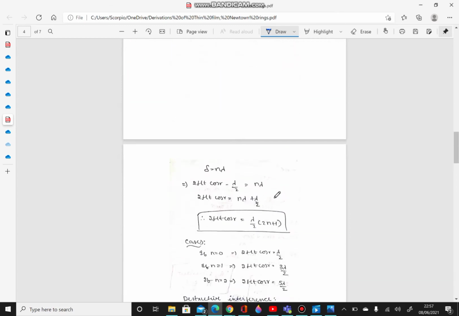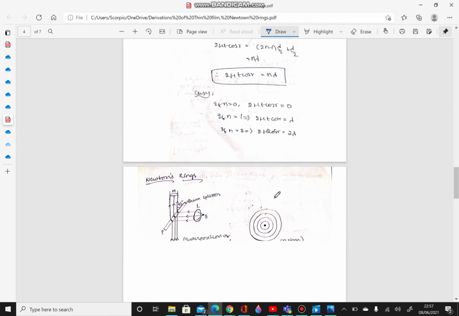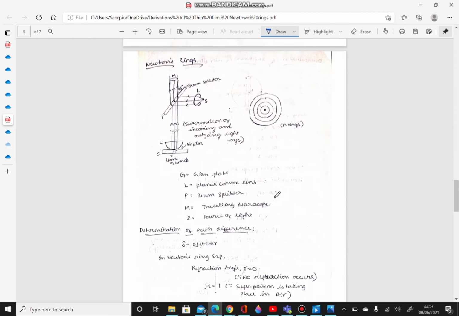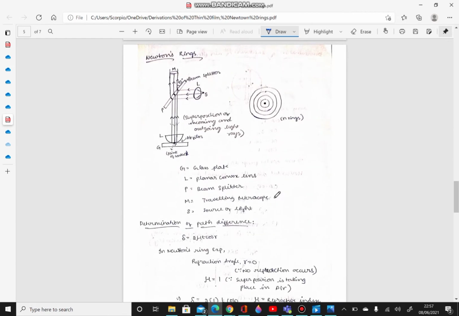So this is the completion of thin films experiment explanation. Now let's come to the last topic of this chapter, that is Newton's rings. Now this is the main diagram of Newton ring.